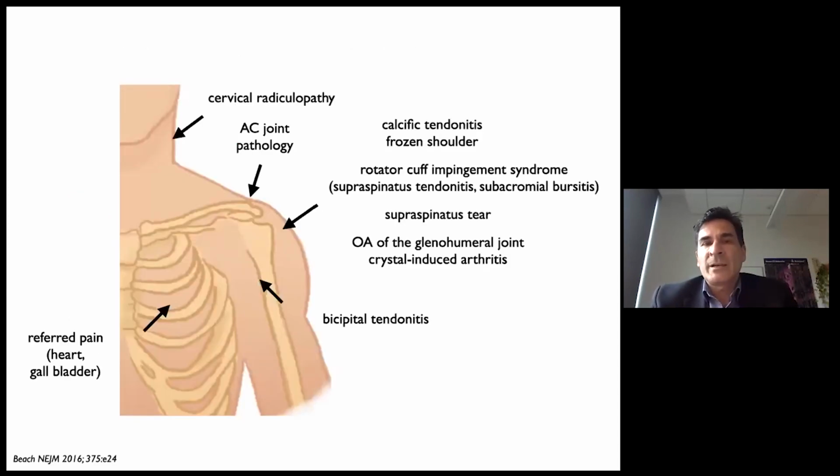On this cartoon here, we see the broad categories of conditions that can present with shoulder pain. In addition to diseases affecting the AC joint or the glenohumeral joint itself, such as osteoarthritis or crystal-induced arthritis, several conditions affecting the soft tissue structures around the shoulder can cause pain, including supraspinatus tendinitis or subacromial bursitis.